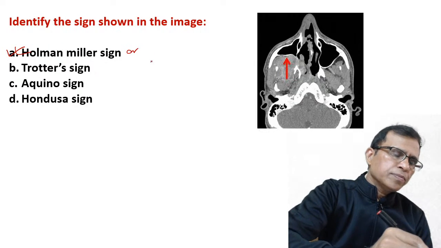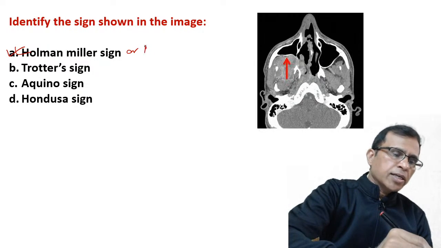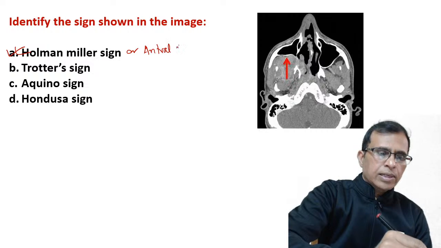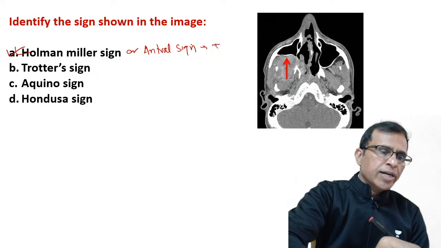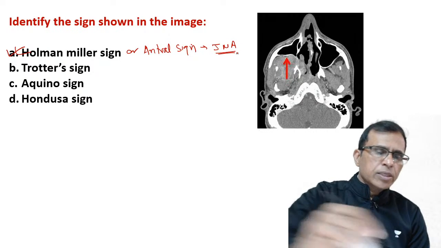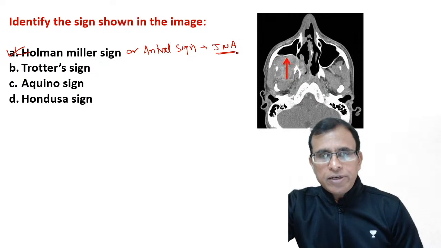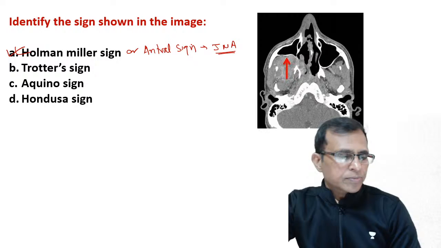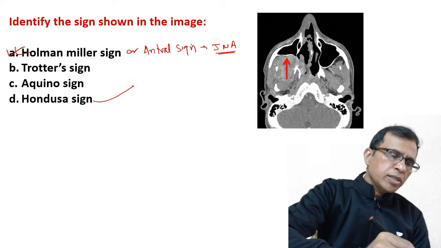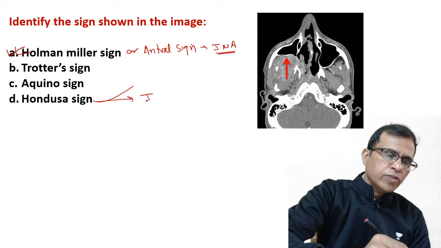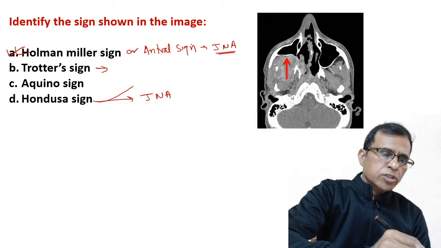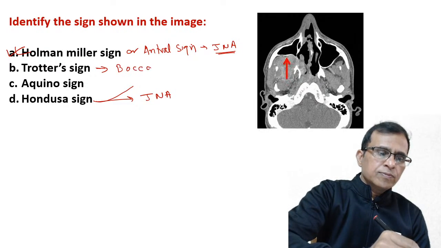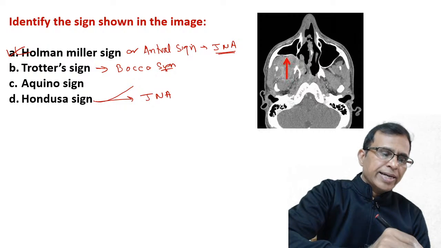It is also called antral sign. The other name is antral sign, isn't it? And this is seen in juvenile nasopharyngeal angiofibroma, where the posterior wall of the maxilla is pushed anteriorly, as is shown with the arrow. Hondusa sign is also seen in JNA. Trotter's sign I just told you, is the other name for Boca sign. And Aquino sign is seen in glomus tumor.